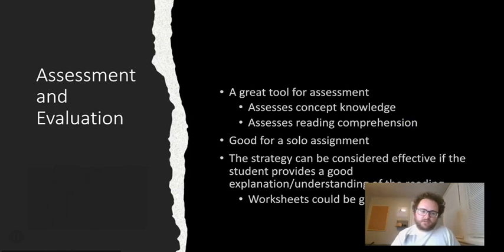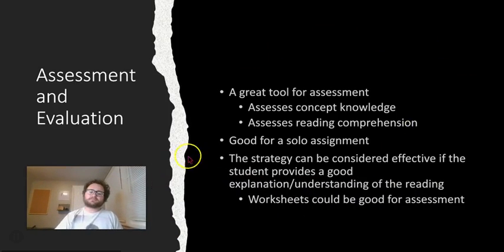Okay, and now assessment evaluation. So as I've said, this is a very great tool for assessment. It assesses concept knowledge, the very specific concept that you're trying to talk about. When you're asking them what words they know, you're assessing whether or not they know the words and actually understand the words. You're asking them why they picked those words. You're not just asking them to list words that they heard.